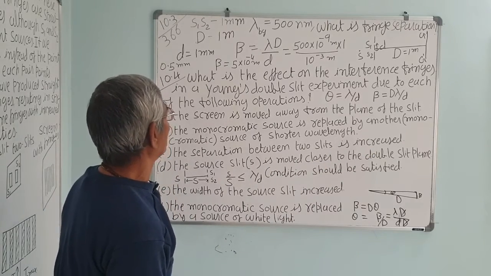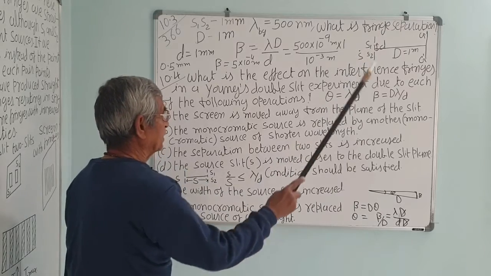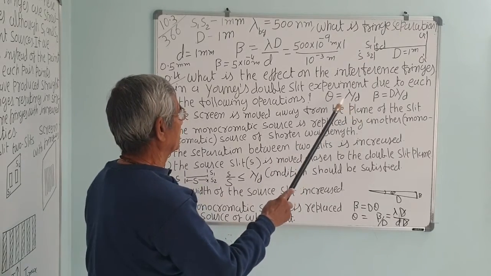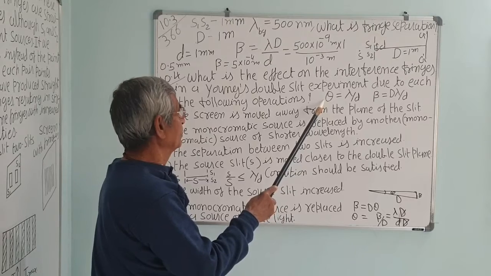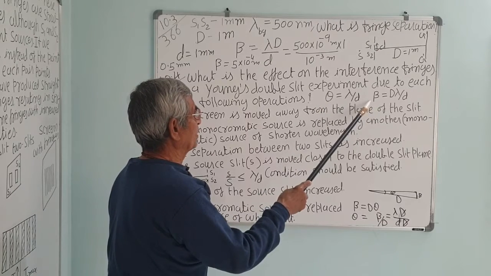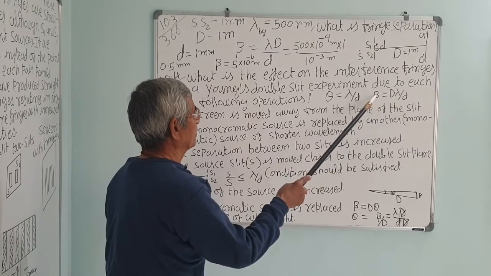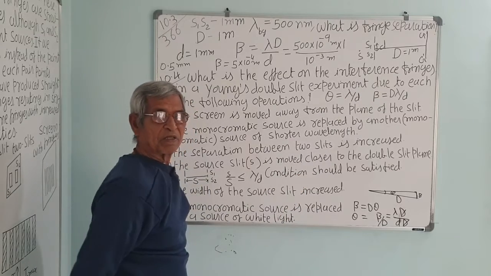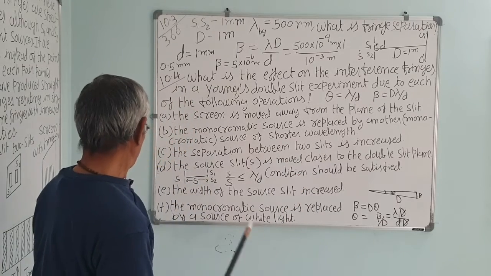The separation between the two slits, that is d, is increased. When d increases, theta will decrease. Here also beta will decrease as d increases, so both will decrease. The angular separation and the fringe separation will decrease.